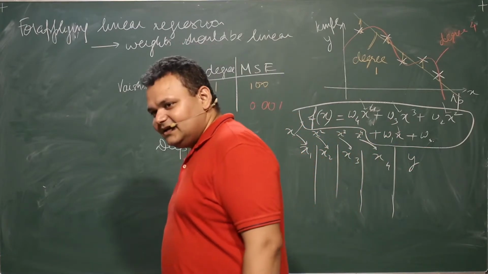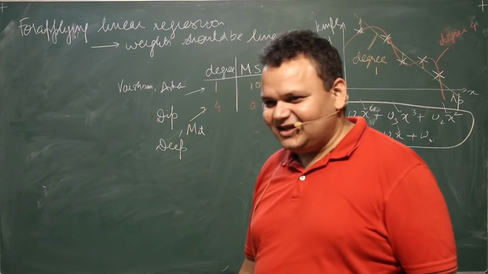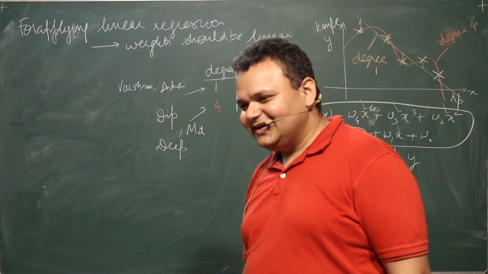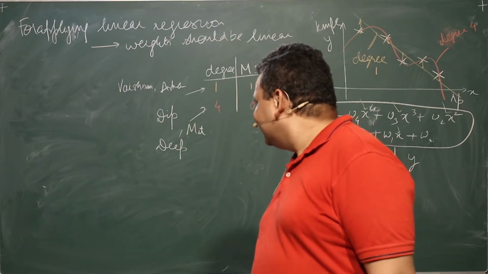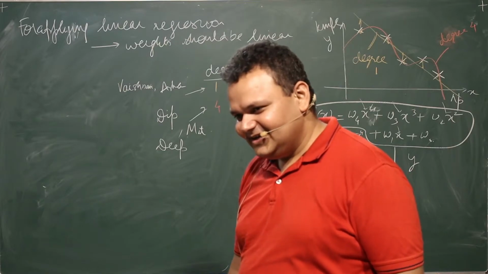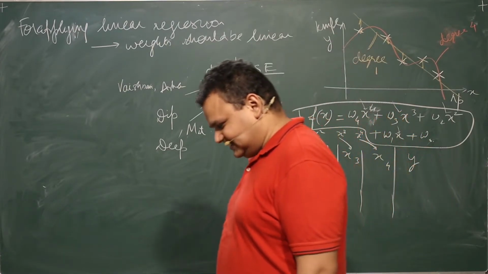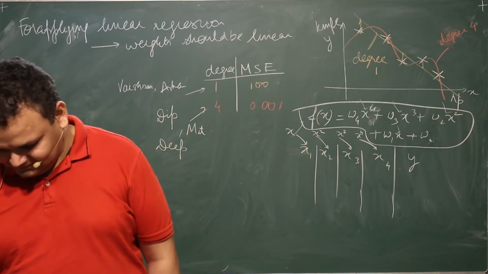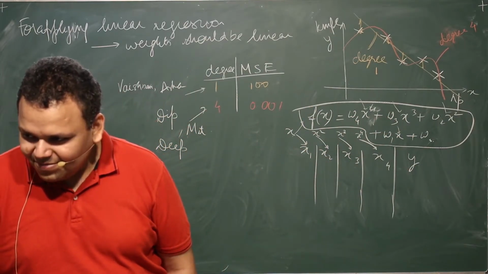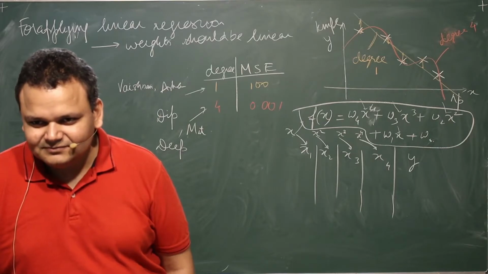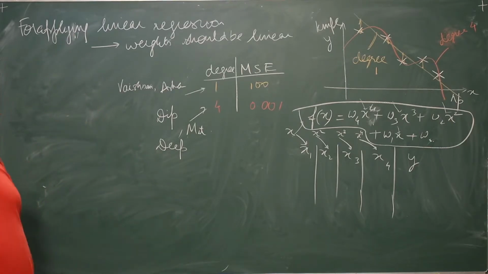One final, Tanya, what do you think? Sir, degree 4. Same reason? Also, this curve is almost passing through the points, so the next value that comes will also almost pass through that point. That is, the error will be very less. So that's why 4.